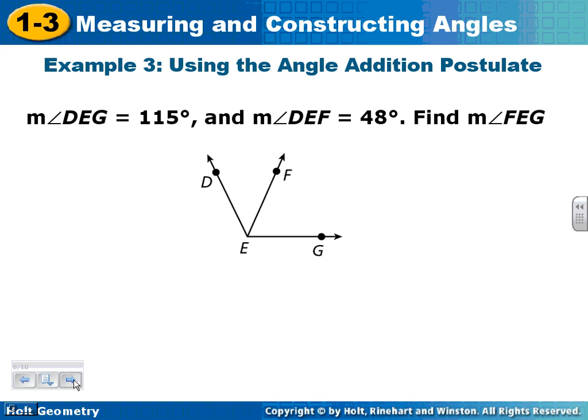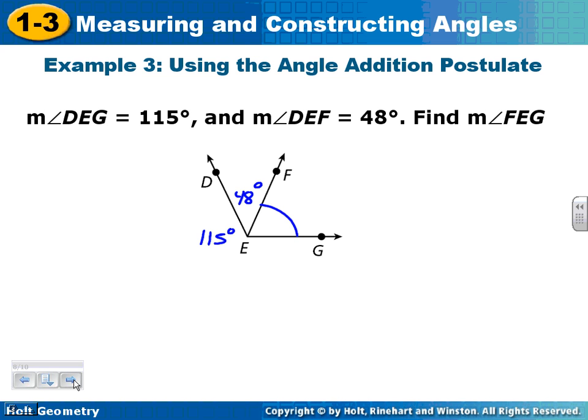Next slide. Example 3, using the angle addition postulate. The measure of DEG is 115, this is given. I'm going to put a 115. I'm going to label some things here. And DEF is 48, so I'm going to put a 48 degree right there. Find FEG. So find this angle right there.